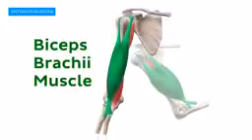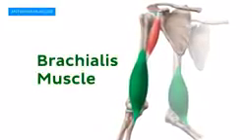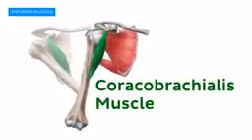And with that, we have reached the end of our tutorial. Let's wrap up with a quick summary of what we have learned today. We began our study with the muscles of the anterior compartment of the arm, which included 3 members: the biceps brachii with its long and short heads. Then we looked at the brachialis muscle, and finally the coracobrachialis muscle.